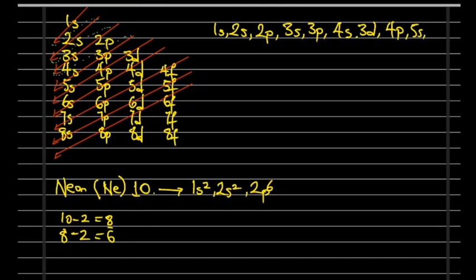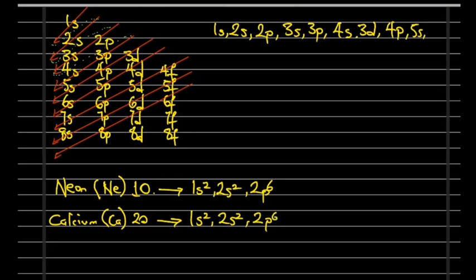And then let's pick another one. Let's say we want to write that of calcium. Calcium has 20. So the electronic configuration is going to be 1s2, 2s2, that is 2 plus 2, 4. So 4 out of 20, we still have 16. We move to the next energy level, which is 2p. 2p, we can give this one 6. So 2 plus 2, 4. 4 plus 6, 10. So out of 20, we still have 10.